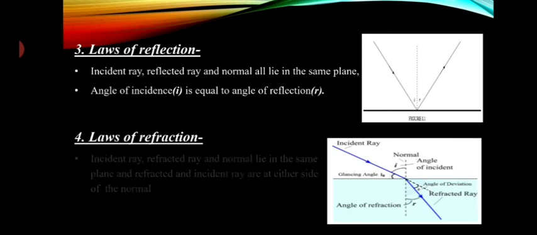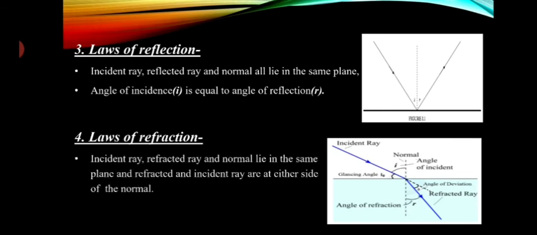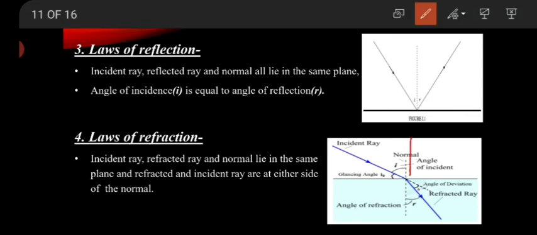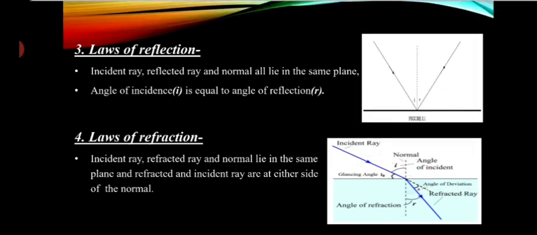The laws of refraction state that the incident ray, the refracted ray and the normal lie in the same plane, same as the law of reflection. Further, the incident ray and the refracted ray are on either side of the normal. That is, the normal is at the center, the incident ray is on one side of the normal and the refracted ray is on the other side. Here the incident ray is towards the left and the refracted ray is towards the right, so they are on opposite sides of the normal.